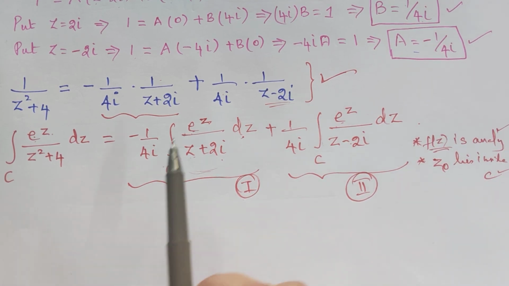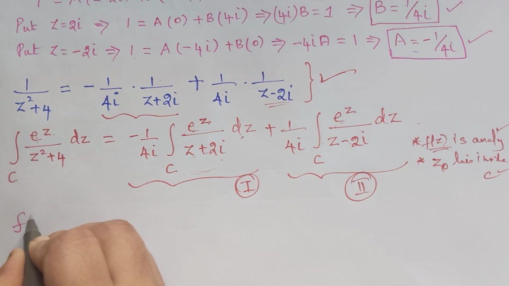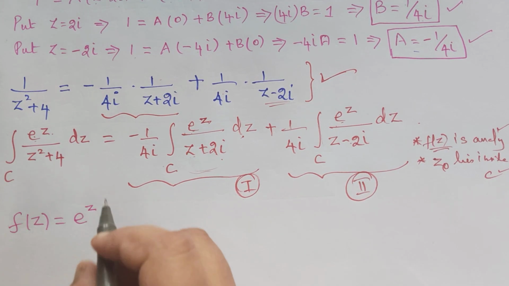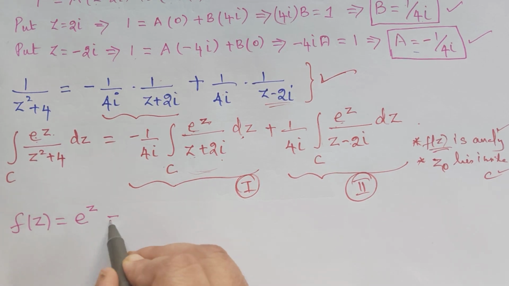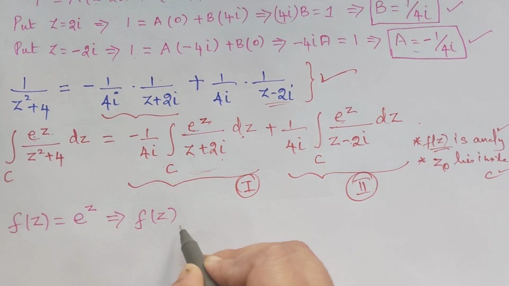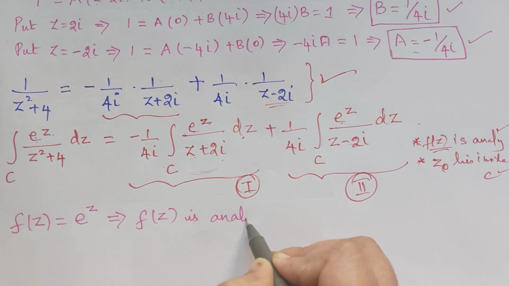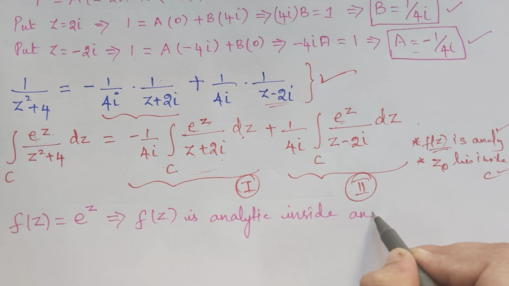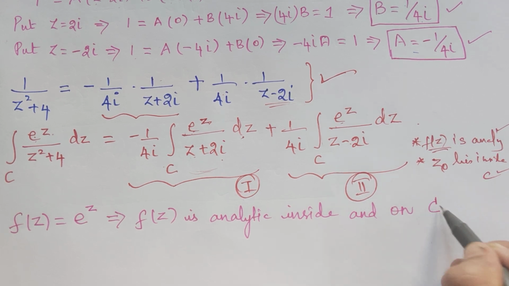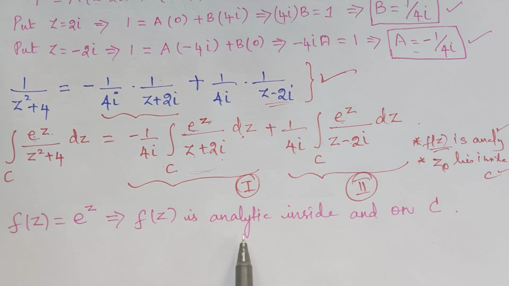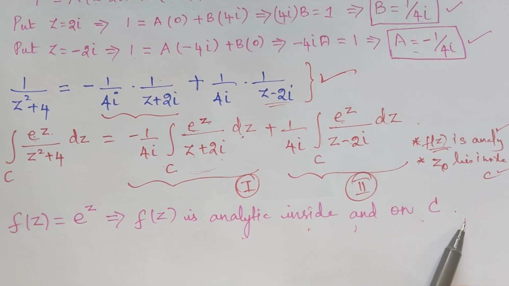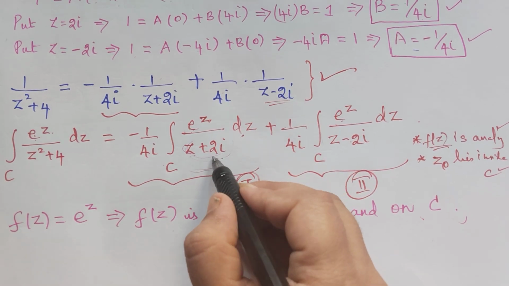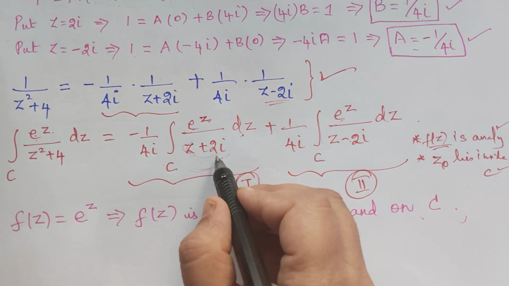So what is f of z from here? f of z is equal to e power z. We know that the exponential function is analytic everywhere. Therefore, f of z is analytic inside and on C. So we have f of z to be analytic inside and on C. Now we shall consider the denominator of the first integral, and we shall check whether z naught lies inside or outside.